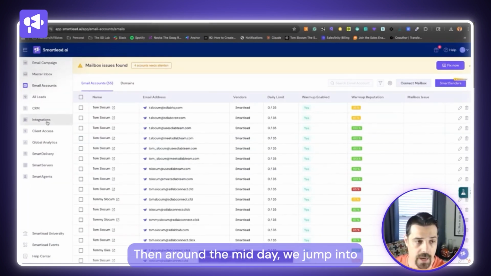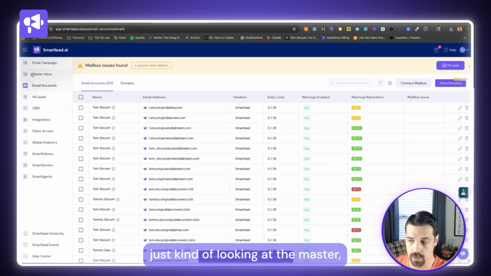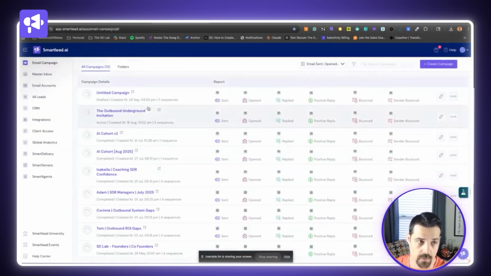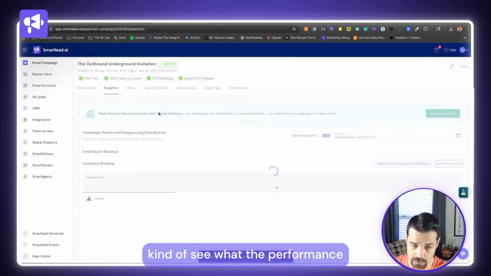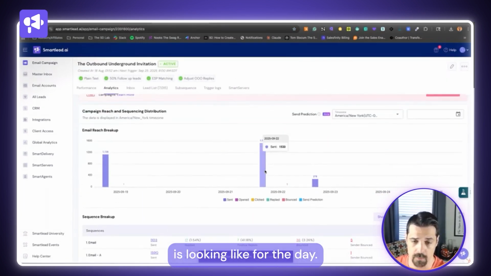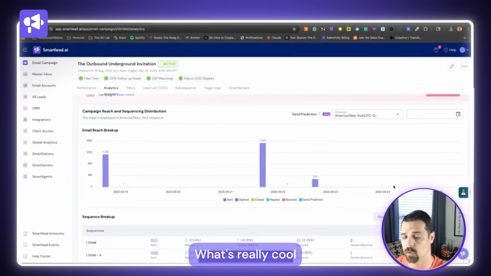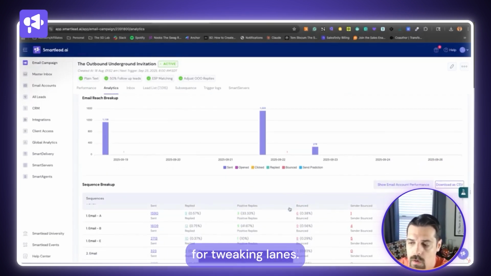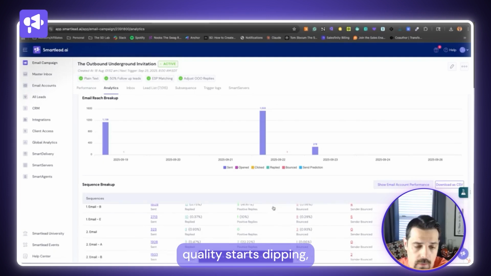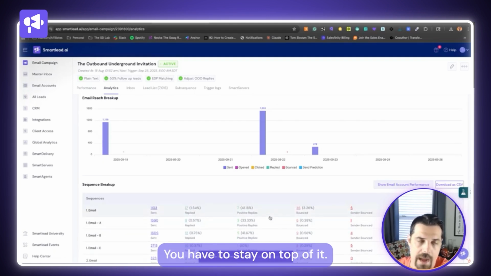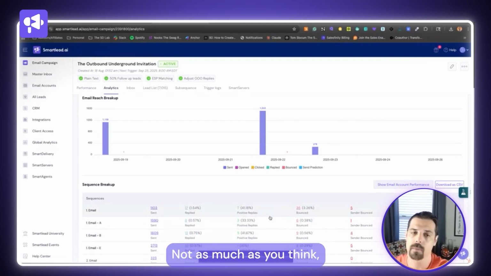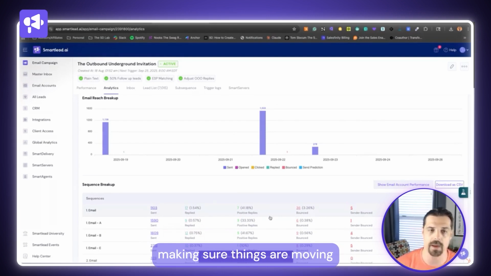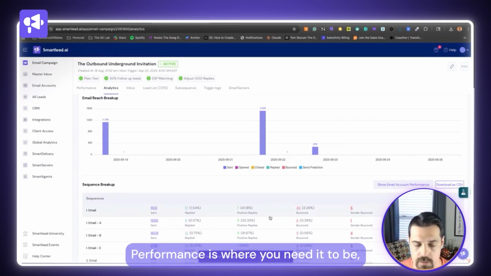Then around midday, we jump into looking at the master campaign as a whole to see what the performance is looking like for the day. You can see here per day. What's really cool is it'll show you your projection of when the next send will be. But we look in here for tweaking lanes, adding or removing an inbox pod that we've uploaded, and iterating copy if reply quality starts dipping. You have to stay on top of it. Not as much as you think, but you should be checking it, making sure things are moving accordingly and performance is where you need it to be.